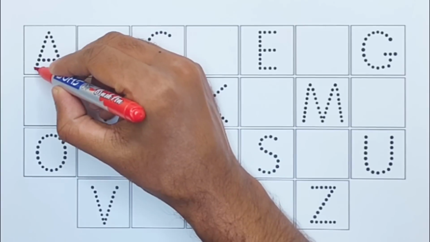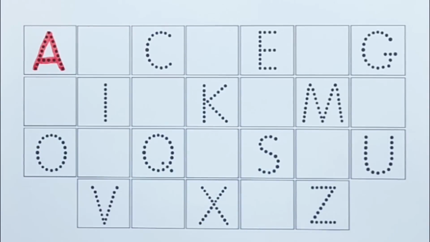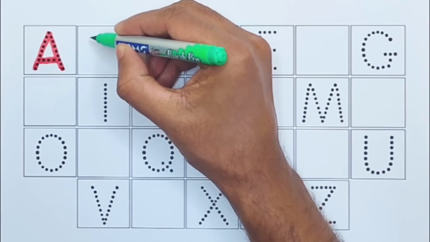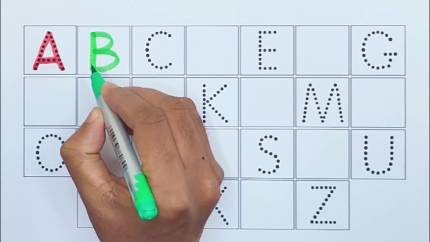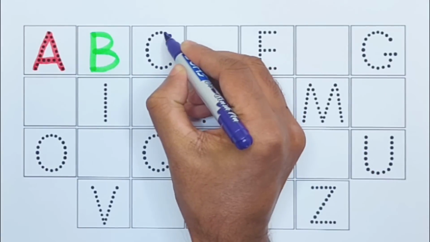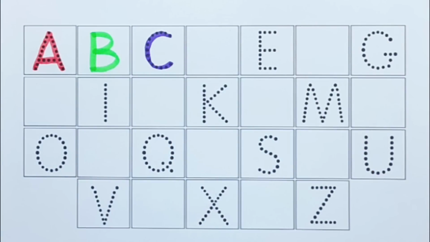Red color. A for alligator. Light green color. B for banana. Purple color. C for carrot.